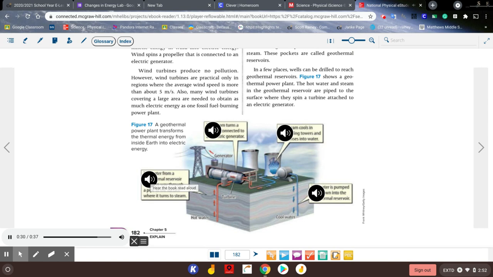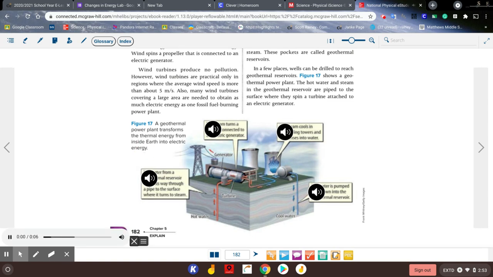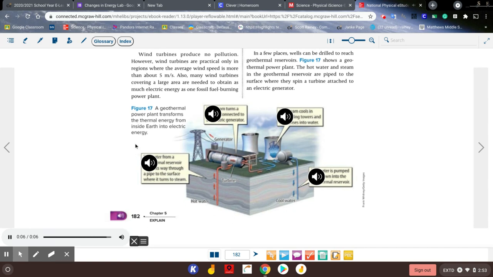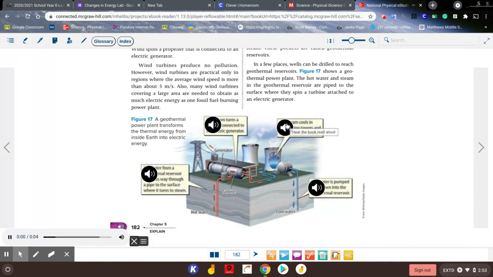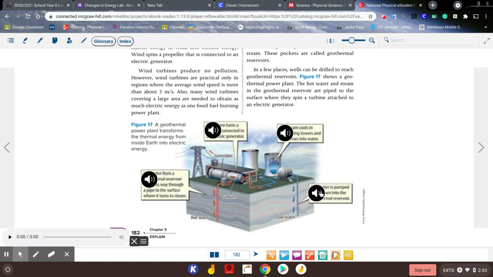The hot water and steam in the geothermal reservoir are piped to the surface, where they spin a turbine attached to an electric generator. Hot water from a geothermal reservoir forces its way through a pipe to the surface where it turns to steam. The steam turns a turbine connected to an electric generator. The steam cools in the cooling towers and condenses into water. The water is pumped back down into the geothermal reservoir.